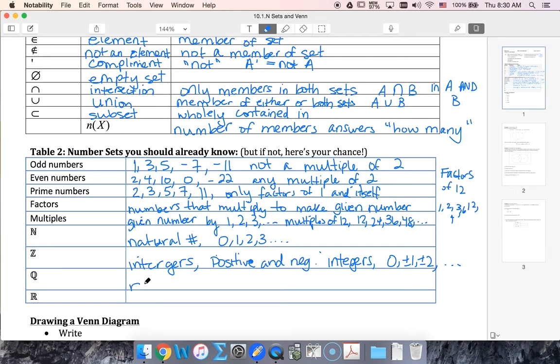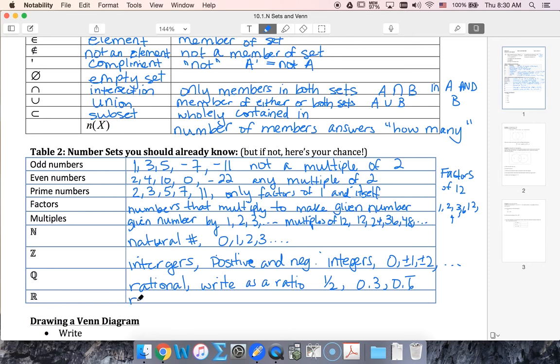Q are rational numbers. That means we can write them as a ratio. So any of these numbers can be a ratio. For example, 2 could be written as 2 over 1 or 4 over 2. But so are a half, or 0.3, or 0.6 repeating. Any of these numbers I could write as a ratio.